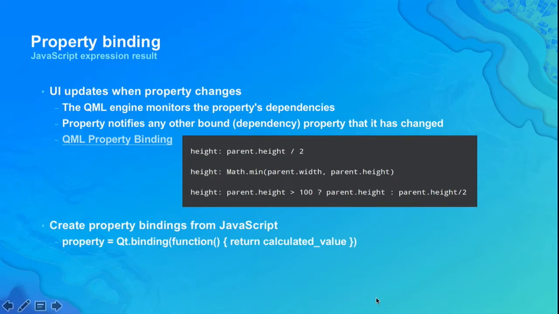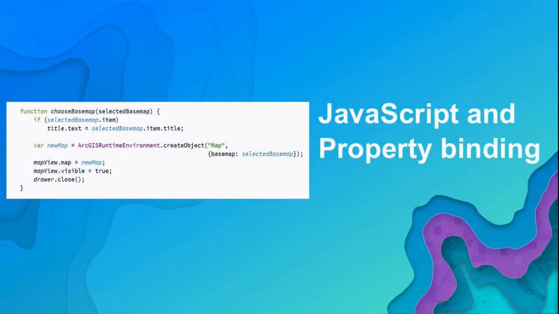There's also Qt.binding, where you can bind to a JavaScript function. I don't use that so often. It's not as used as the former that I showed, but it does exist, and you can get some documentation on how to use that. So JavaScript and property binding.